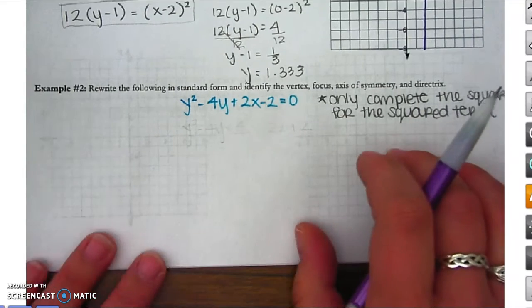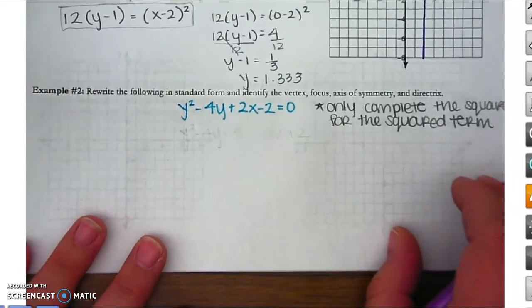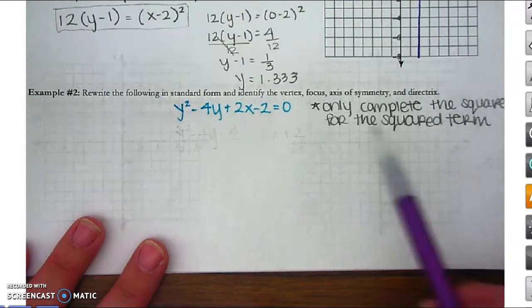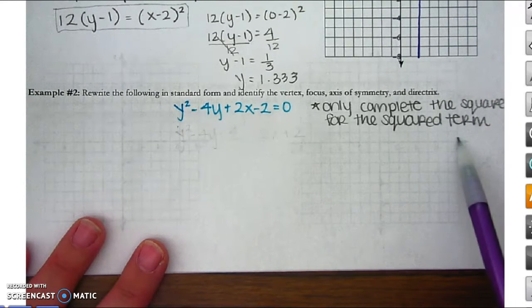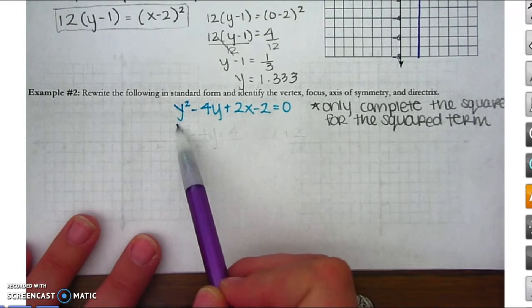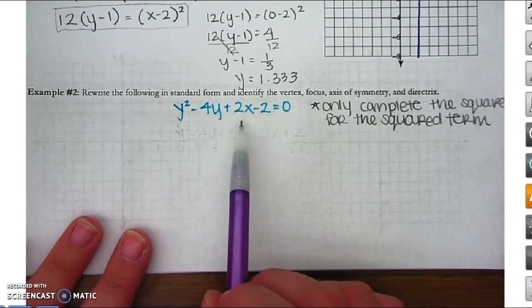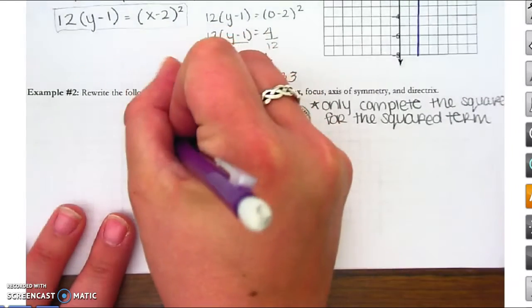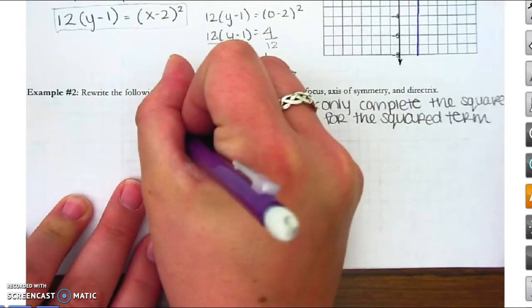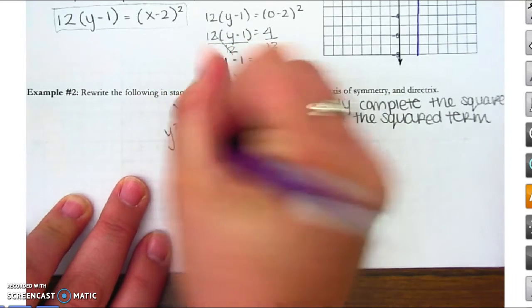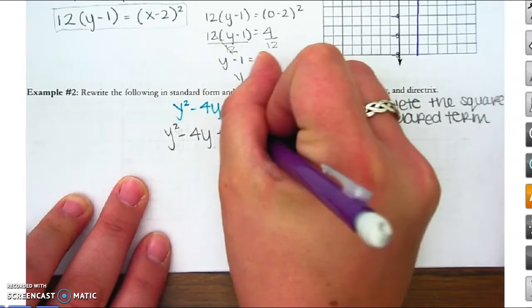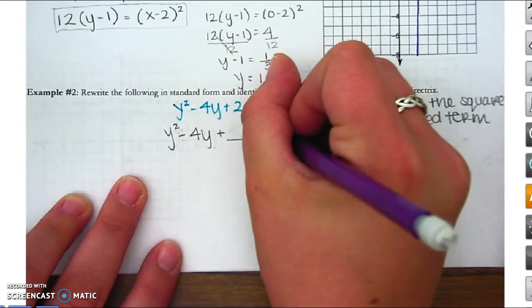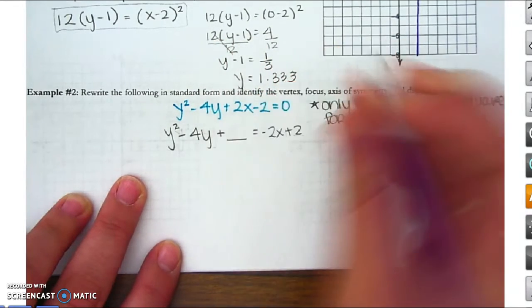And again, just like all of the other ones that we've done, we're going to have to complete the square, but notice here we only have one square term, so we're only going to complete the square for the square term that we have. So in that case, this is y. So what I'm going to go ahead and do is move these terms over to the other side. So then I would have y squared minus 4y. I'm going to end up completing the square, I just don't know what it is yet. And then equals, if I bring that over, it's negative 2x and a plus 2.